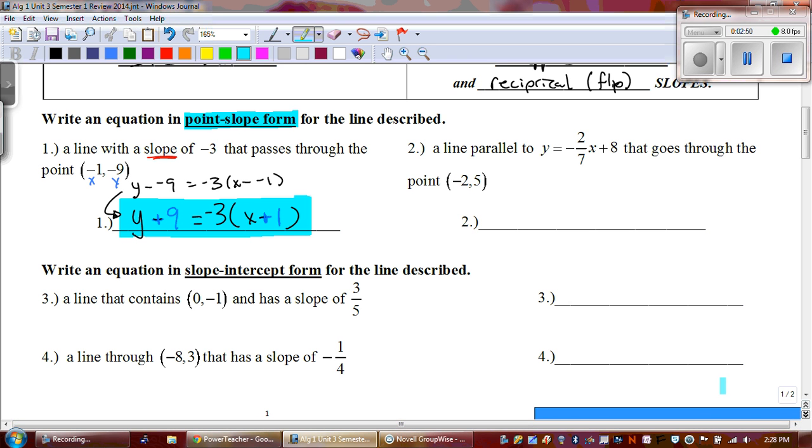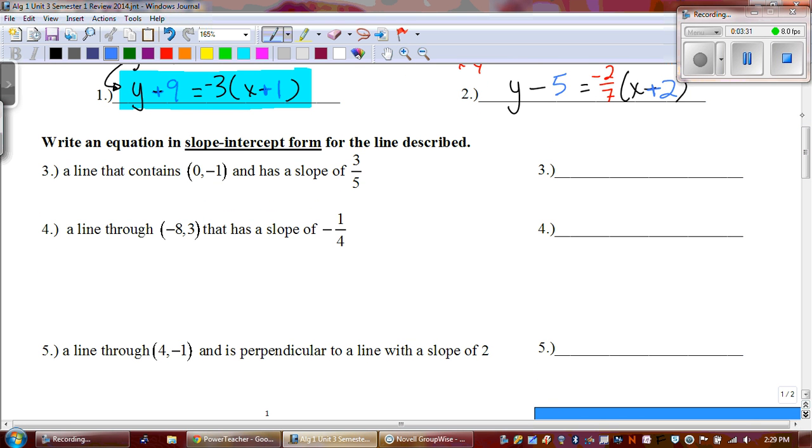Now for 2, we're doing the same thing. They still are talking about point-slope form. The only difference now is it said a line parallel. Parallel means it has the exact same slope, so I have to steal the slope. So that's where we get -2/7 from. And remember which one's your x and which one's your y. So your y is 5. And since that's -2, I'm just going to say that that's +2.